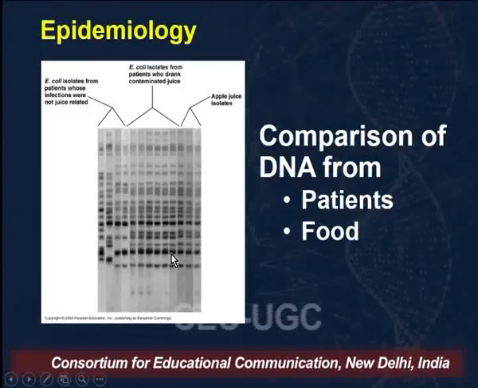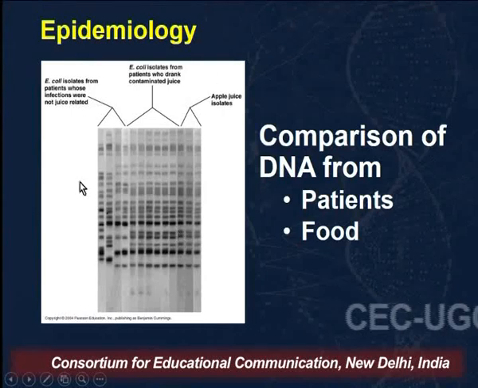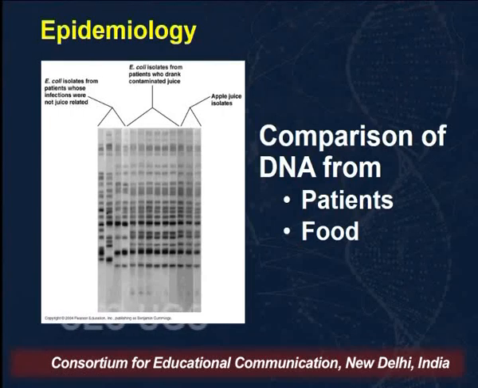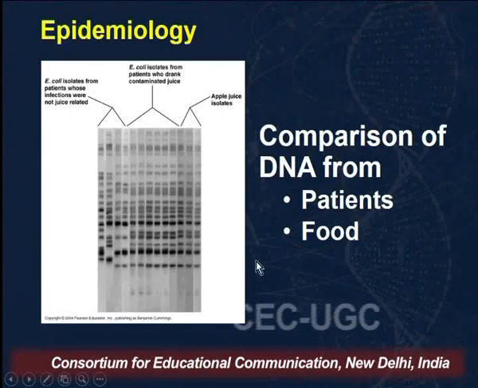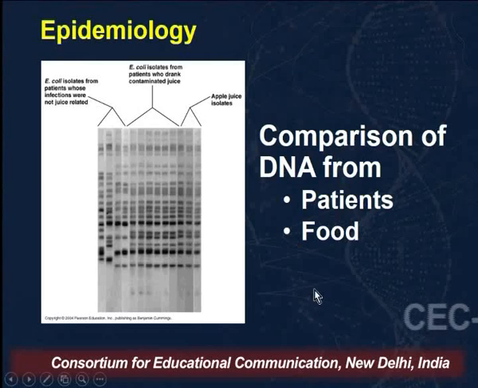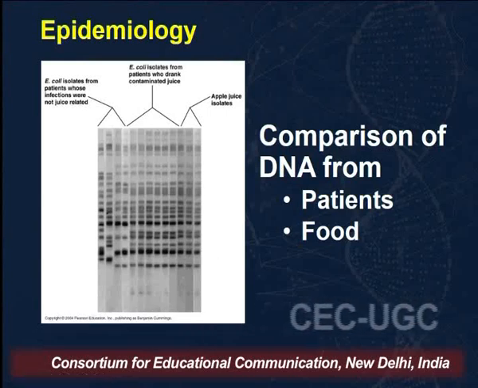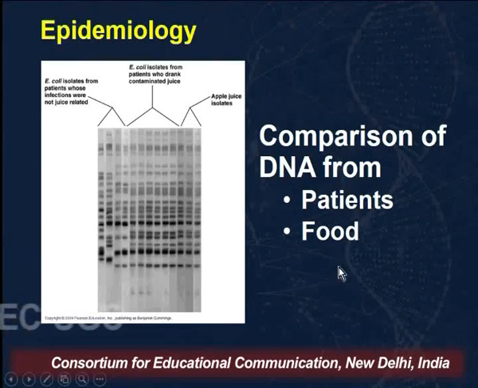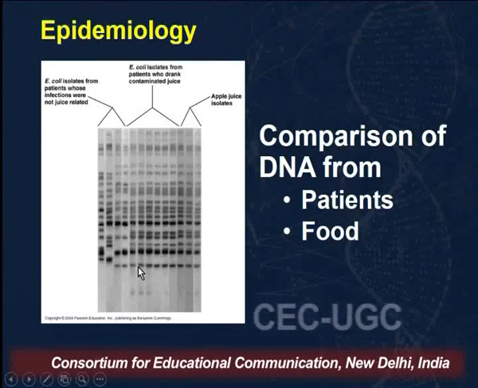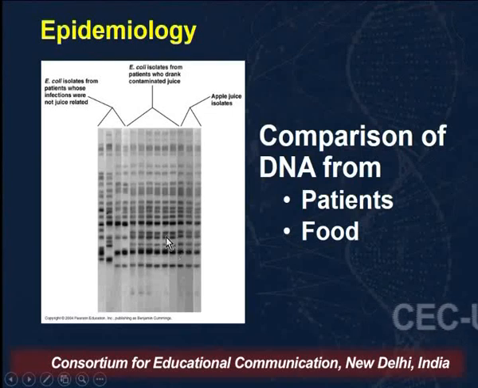DNA fingerprinting is also used for epidemiology. So if you want to, for example, predict a particular epidemic or spread of a disease, or for example, in this case, it is showing the comparison of DNA from the patient and the food. So some of the individuals consumed a juice, and that juice was contaminated with E. coli. So if there was a contamination of E. coli, then obviously the DNA isolated from the juice that they drank, or the E. coli isolates from them, would give a similar kind of pattern.